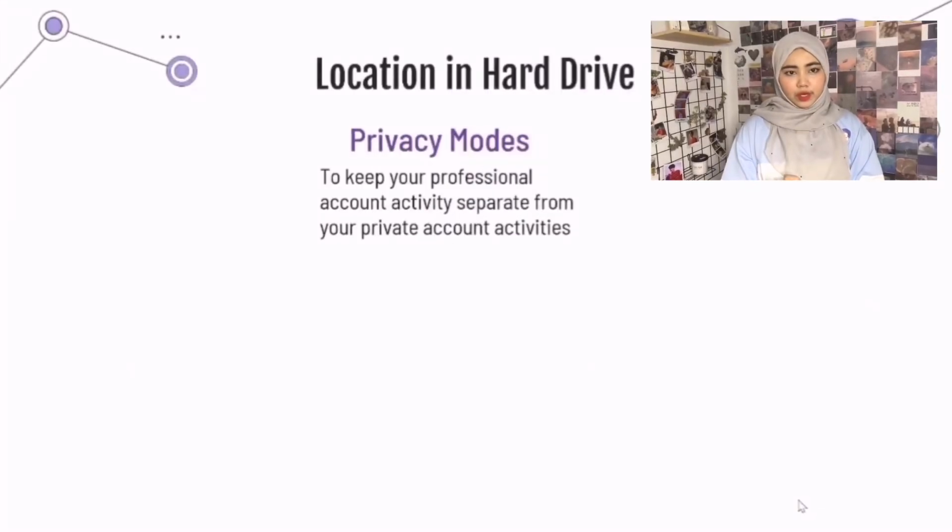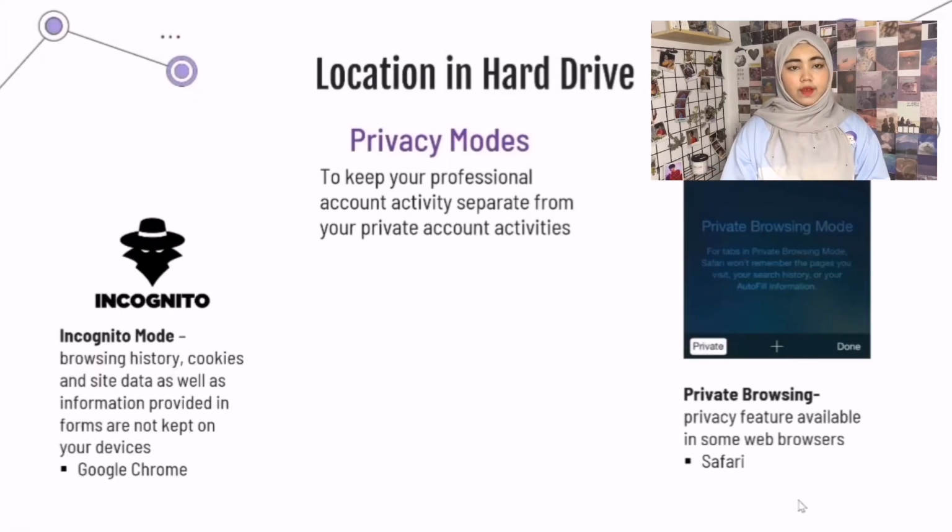Next is privacy mode. Privacy mode is to keep your professional account activities separate from your private account activities. There are two of them, incognito mode and private browsing. For incognito mode, it means none of your browsing history, cookies, and site data or information entered in forms are saved on your device. This means your activity doesn't show up in your Chrome browser history, so people who also use your device won't see your activity, for example in Google Chrome.